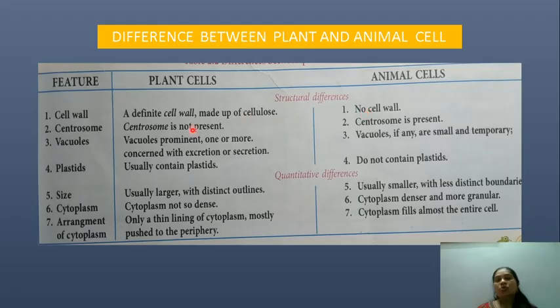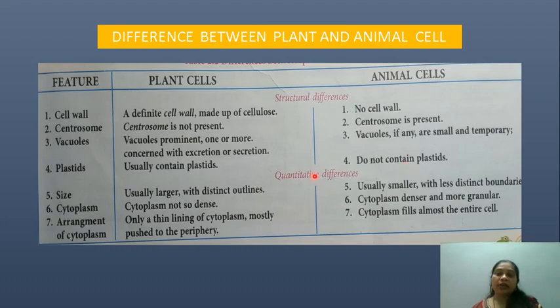The centrosome is not present in the plant cell, but in the animal cell, the centrosome is present. Then you have vacuoles. In plant cells the vacuoles are prominent. Prominent means very clear, very big. Okay, one or more, concerned with excretion or secretion, either for throwing out or for preparing. In animal cells, vacuoles, if any, are small and temporary. They are very small and not very clear. Plastids: plant cells usually contain plastids. That is why the color of the flowers, the green leaves, etc. But animal cells don't have these plastids.